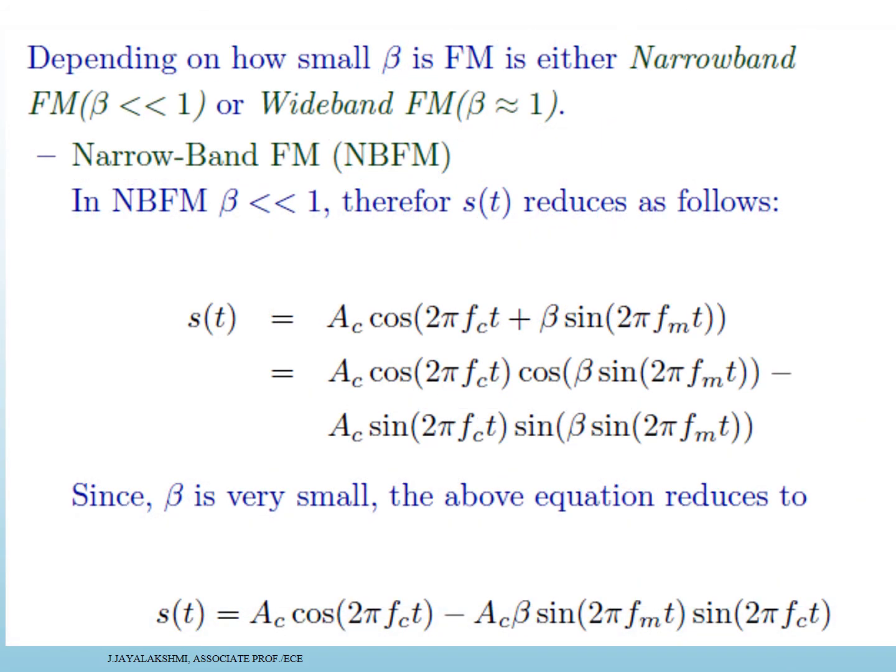Depending upon this beta value, FM can be further classified into two types: narrowband FM and wideband FM. If the beta value is lesser than 1, it is said to be narrowband FM, and if the beta value is greater than 1, or approximately equal to 1, it is said to be wideband FM. First, we will see what a narrowband FM is, and we will see the signal of the narrowband FM.